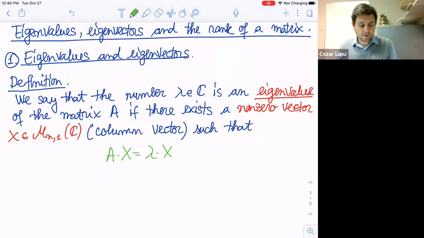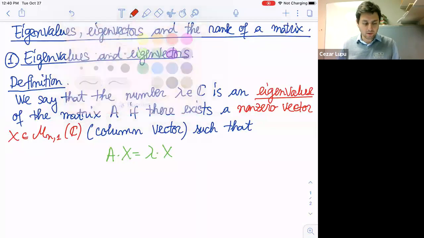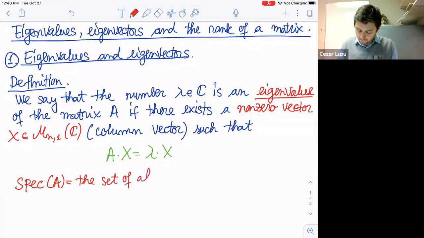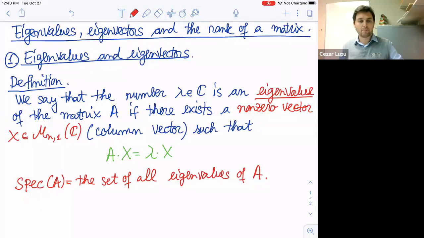Well, there are some properties about this, and before I talk about the properties, we'll denote this spec of A. That will be the notation. So this is the set of all eigenvalues of A. This is how we denote them. So the spectrum, this is what we call this, the spectrum.